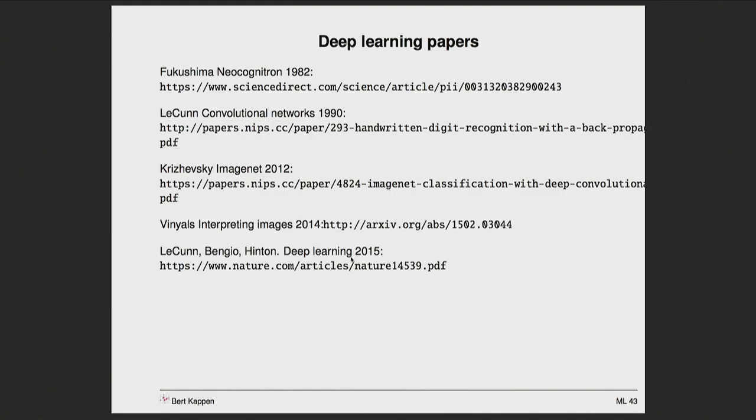Anyway, here you see some papers on deep learning. This is the old work of Fukushima and Yann LeCun, the ImageNet paper. And this is a nice review on deep learning from 2015, where you find many good ideas.